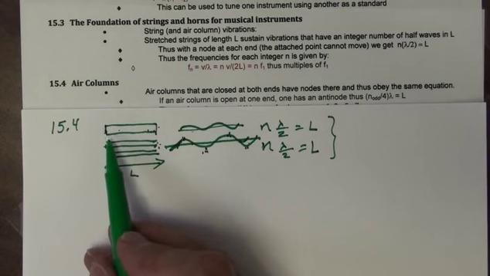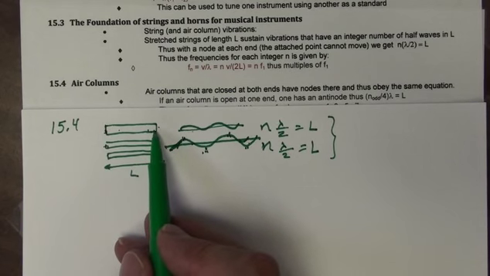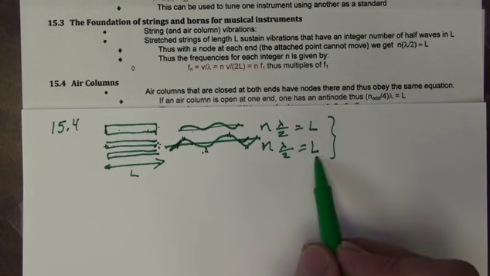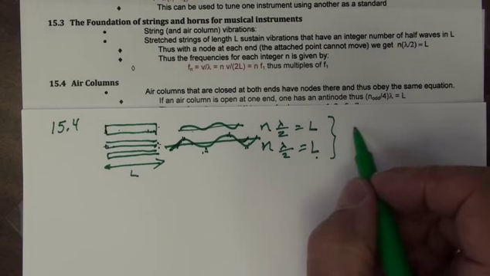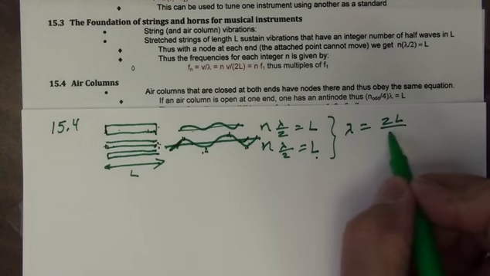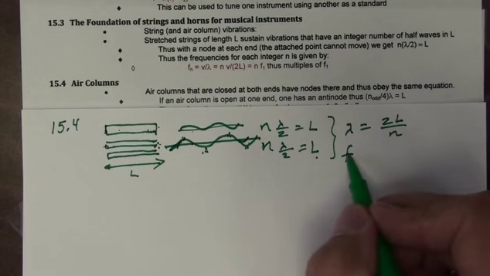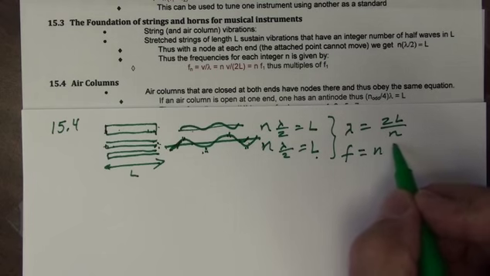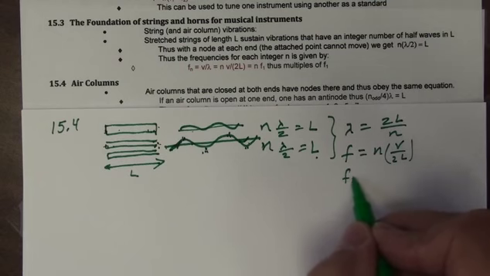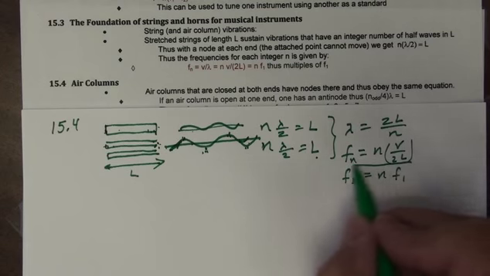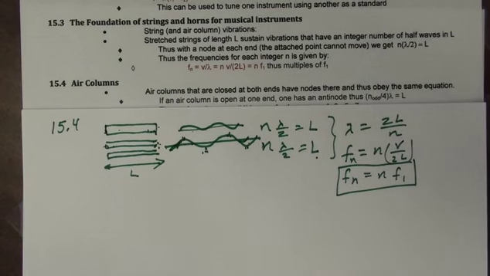Consequently, if a column of air is closed at both ends or open at both ends, the vibrations that can exist inside are both the same. And this gives us, of course, that the wavelength must be equal to twice the length over an integer. And therefore, the frequency, as we derived last time, must be equal to n times v over 2L, or equivalently, the nth frequency must be n times the first frequency.